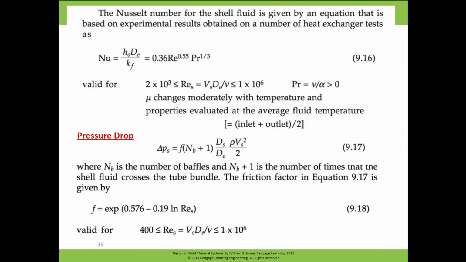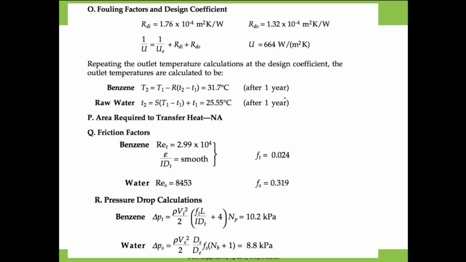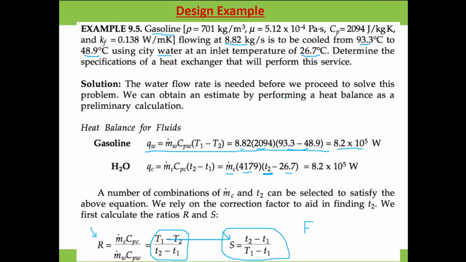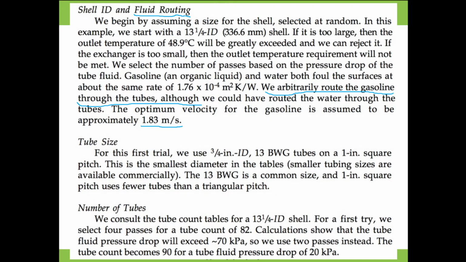So, in our problem, we can see what we selected. We started with 13/4 ID shell diameter. This is the shell diameter that we started with. Okay. So, how do we check whether it is correct or not? When you finally solve it, you will see whether you are meeting your requirements or not. If you are meeting your requirements, then this size is fine, and if you are exceeding your requirement, then you have to choose the smaller size, and if you are not meeting, still short of your requirement, then you can go for larger size.